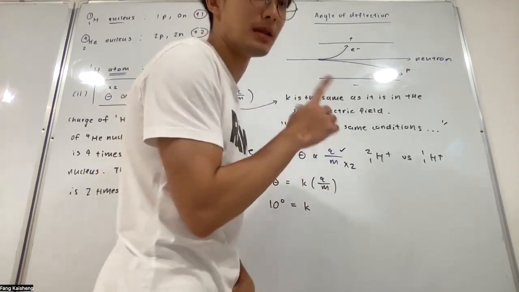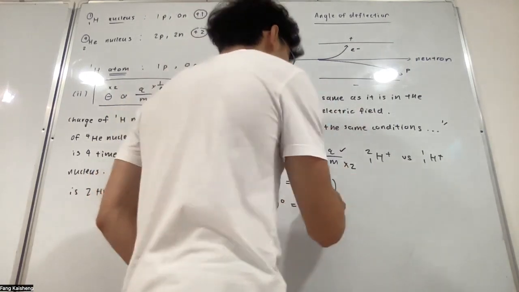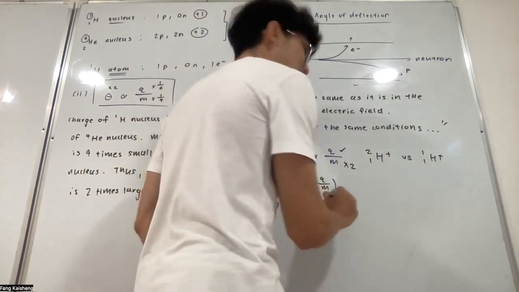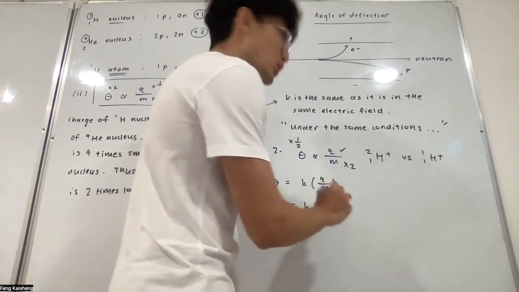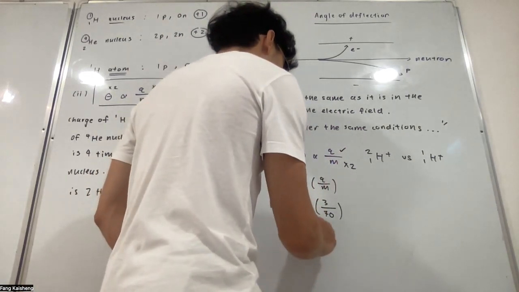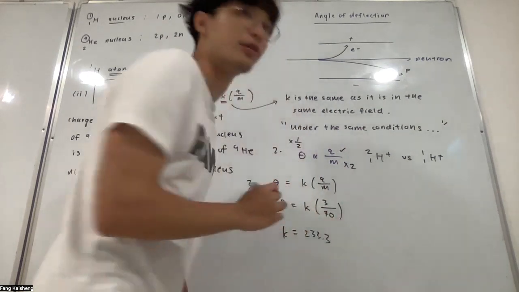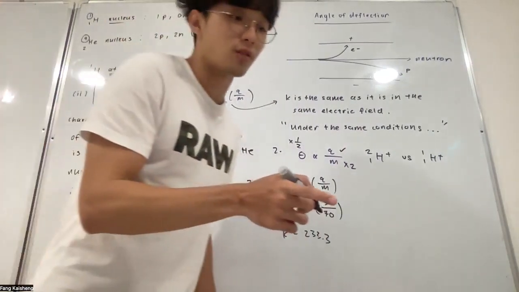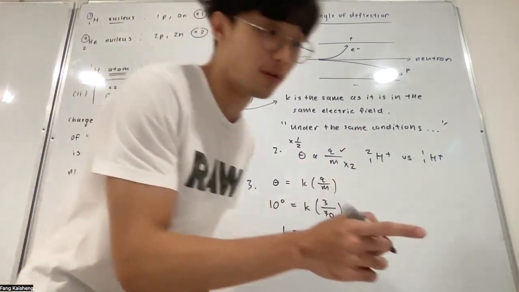Because they're both in the same electric field, assuming. The charge in this case is 3. What's the mass? It should be 70, good. In other words, your K here, just type in the calculator, it should be about 233. Then the next thing is you try to find the same angle of deflection for phosphorus.